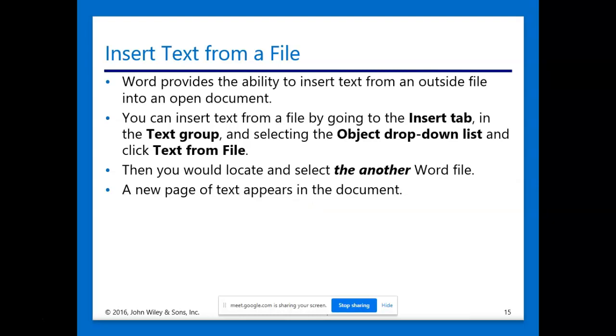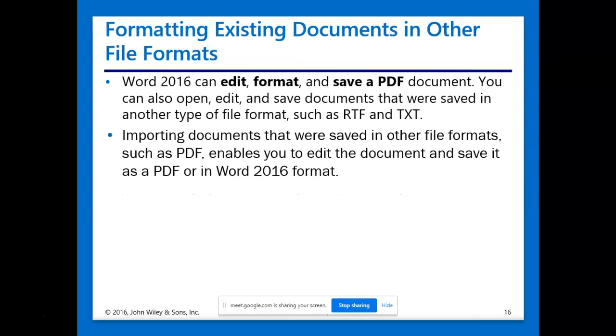You can also insert text from a file. Word provides the ability to insert text from an outside file into an open document. You can insert text from a file by going to the Insert tab in the Text group and selecting the Object drop-down list and clicking Text from File. Then you will locate and select the other Word file, and a new page of text appears in the document.